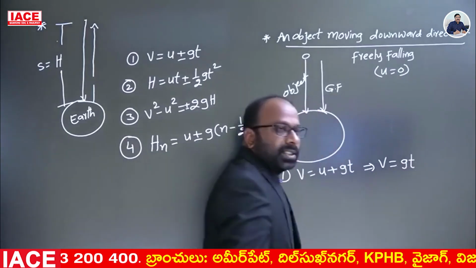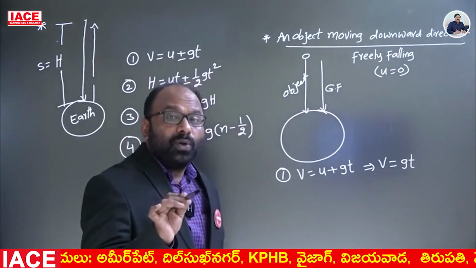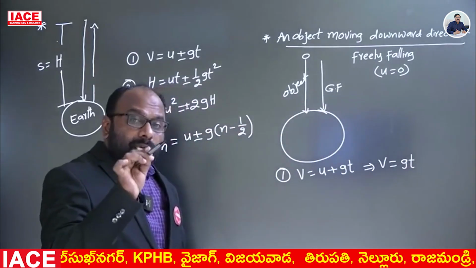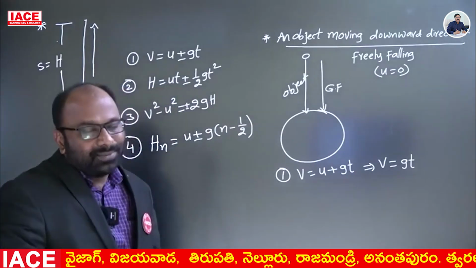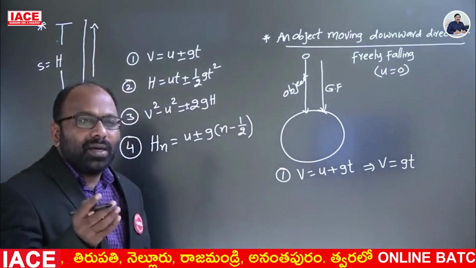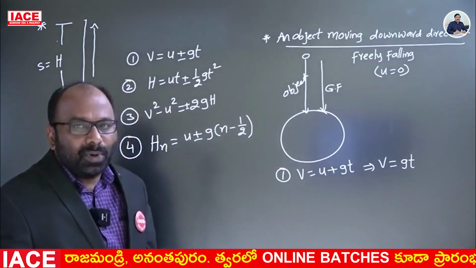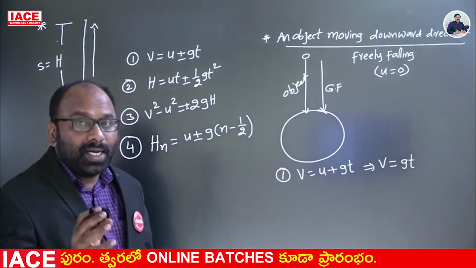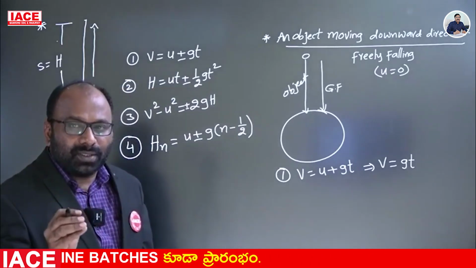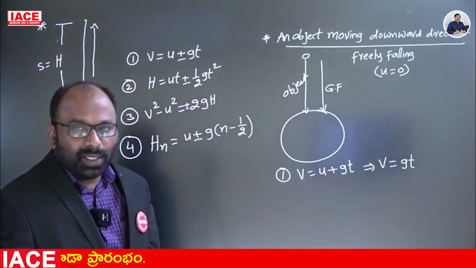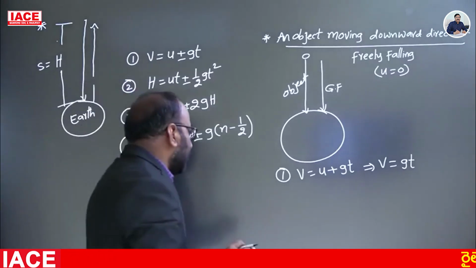Sometimes examiners ask the question: which of the following are the equations for a freely falling object, or which of the following are the vertically projected bodies? Which of the following indicates the kinematical equations for the vertically projected body? Questions like that are asked, please concentrate.